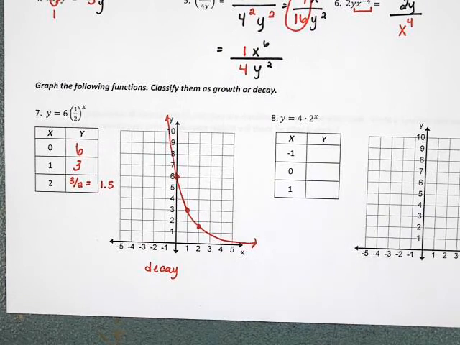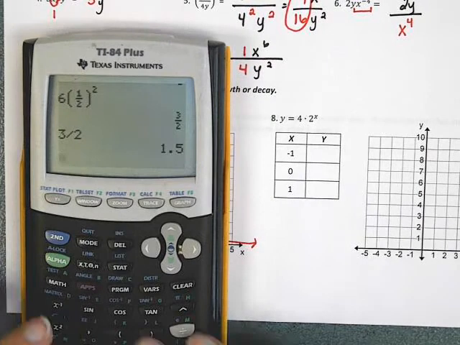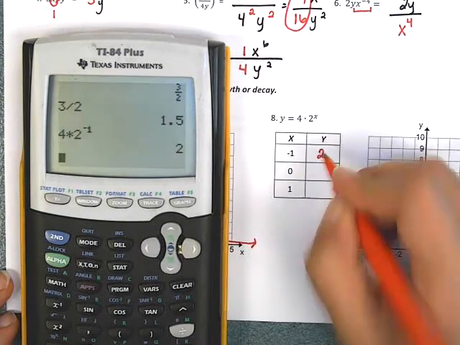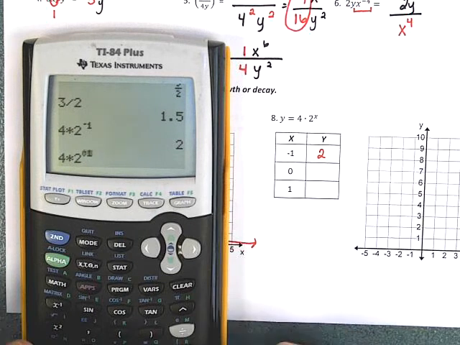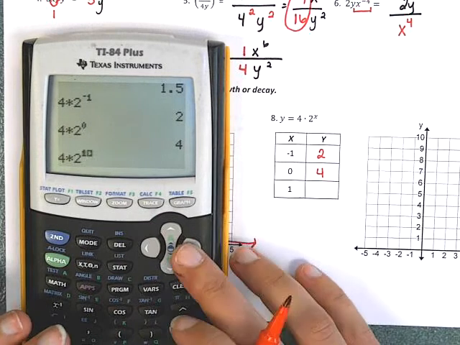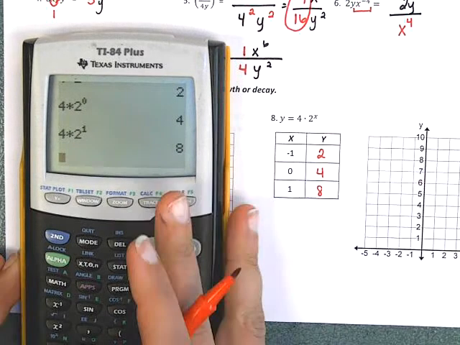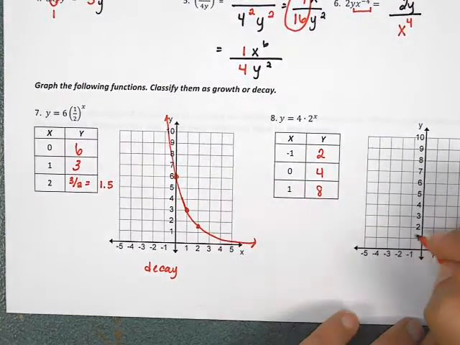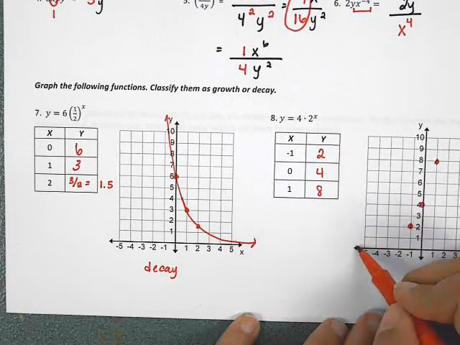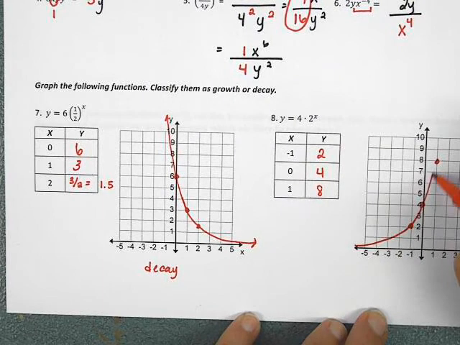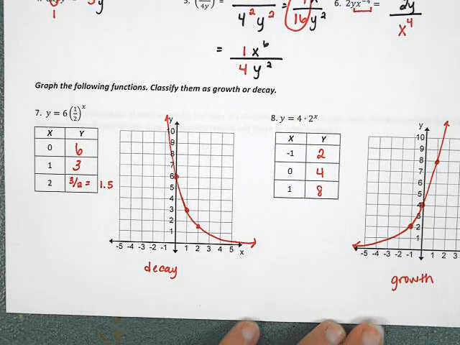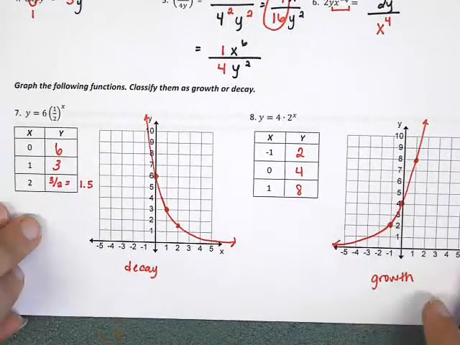Now I'm going to do the same thing for problem 8. So if I were to graph this, I would do 4 times 2 to the negative 1, which gives me 2. I would change that exponent to a 0, and I would get 4, and then I would change that exponent to a 1, and I would get 8. If I graph those points, I get (-1, 2), (0, 4), (1, 8). This one's going to look like an airplane taking off. And we would call this a growth graph because we're getting farther away from the x-axis.